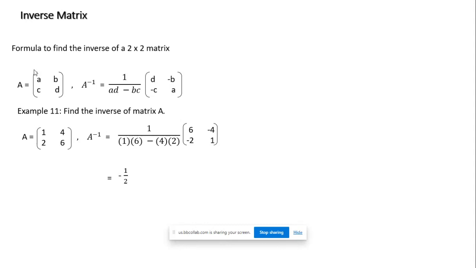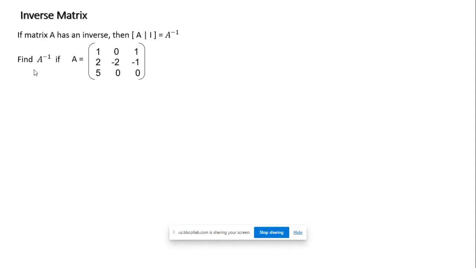1 times 6 is 6, 4 times 2 is 8, 6 minus 8 is -2. So I'm going to multiply -1/2 times this matrix [6, -4; -2, 1]. Again, this is just a scalar multiplication. So -1/2 times 6 is -3, -1/2 times -4 is +2, -1/2 times -2 is +1, and -1/2 times 1 is... oh, there's an error there. It should be -1/2 for that last one.